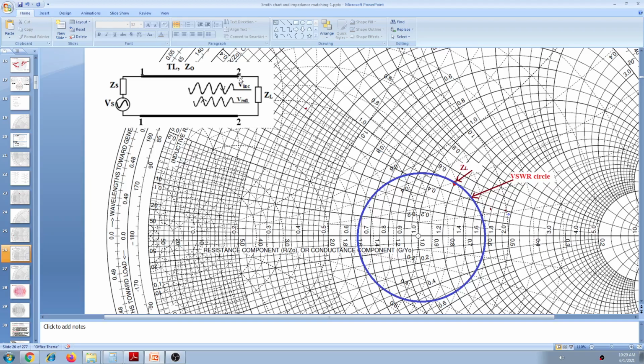So how do we find it? If you want to find the impedance at any particular position, there is an equation to find the impedance, and we have to use that equation. But instead of that, we can use a Smith chart to find the impedance. That we can do.